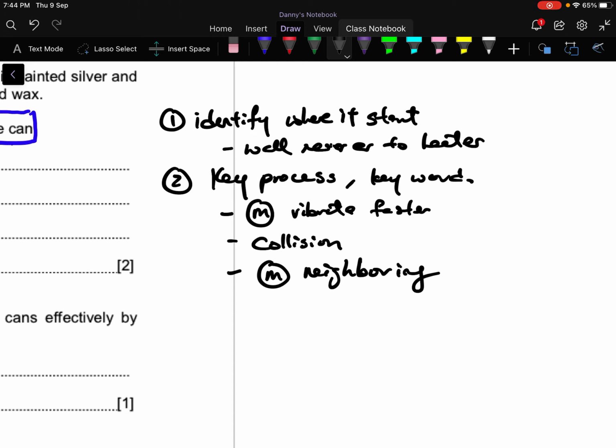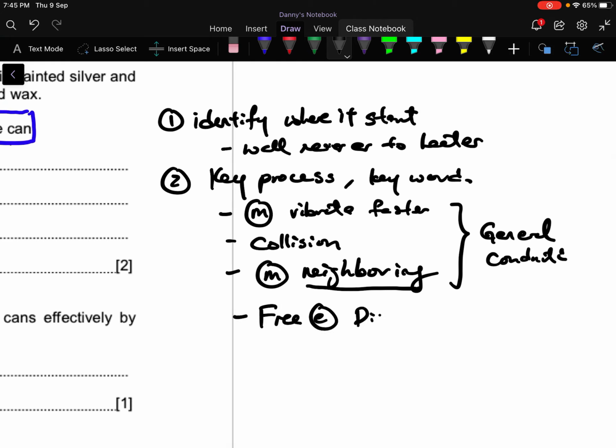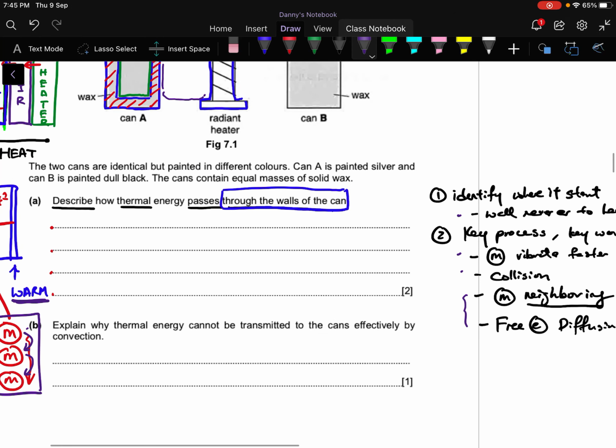Well, if you say transfer, from my place I transfer to the last person in my classroom, is that conduction? No. Conduction is I transfer to the person sitting next to me, then he or she transfers to the person sitting next to him or her. Right? So I need the word neighboring. By using this keyword, the marker will understand that, okay, this person knows. So this will be the general process of conduction. Then I also need to put in the words free electron diffusion, because this is specific to the material I have, which is copper. So I can see that I need to spend maybe one, two, three, then four lines. I should be able to squeeze everything in.